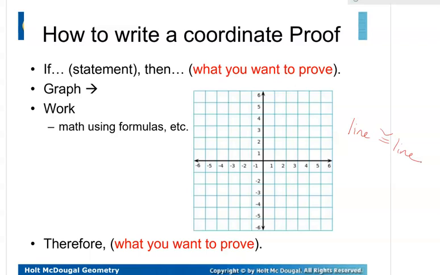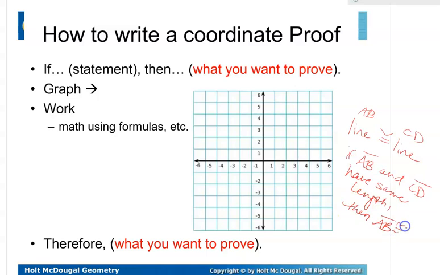So our if-then statement would be, let's say AB and CD: if AB and CD have the same length, then AB is congruent to CD. Okay, that's if we were trying to prove the lines were congruent. Okay, so it's kind of like our plan. So if they have the same length, then that would mean that they're congruent.